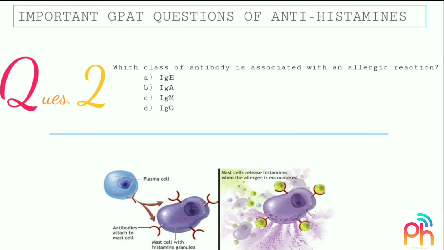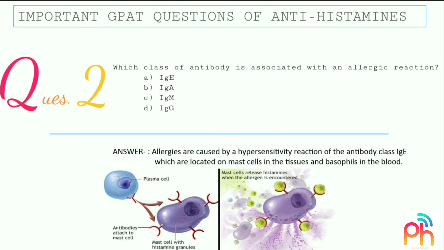So the correct answer is IgE. Yeah, so allergies are caused by hypersensitivity reaction of the antibody class IgE, which are located on mast cell in the tissue and basophil in the blood. So the correct answer is A.